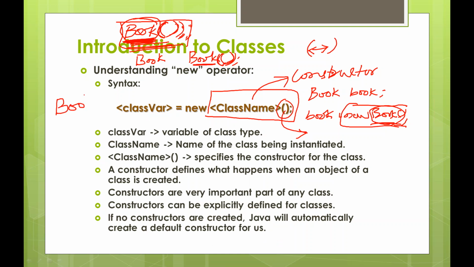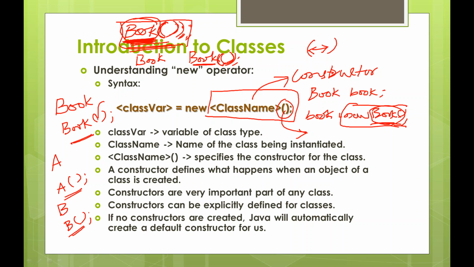If this is your class, the constructor will be this. If A is your class, the constructor will be this. If B is your class, the constructor will be this. We will see why exactly we will use these constructors.